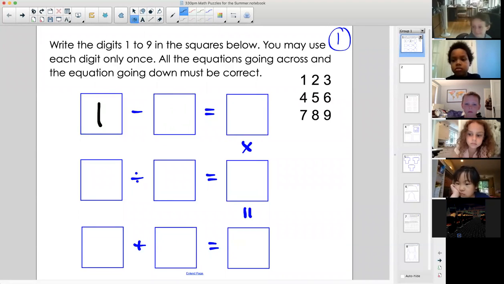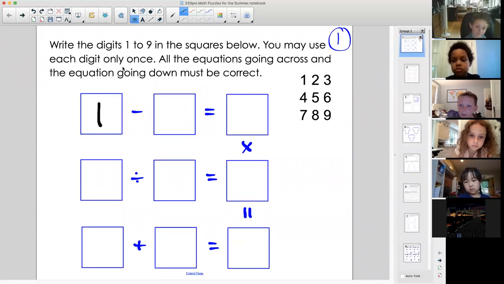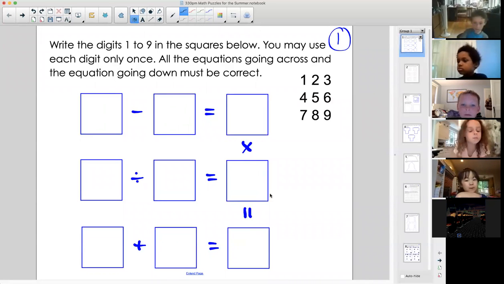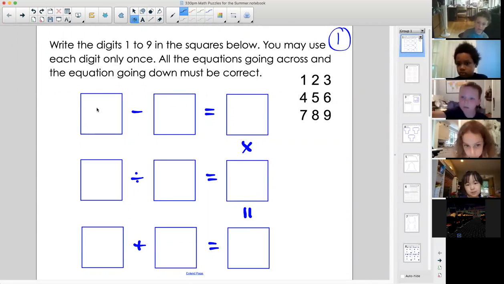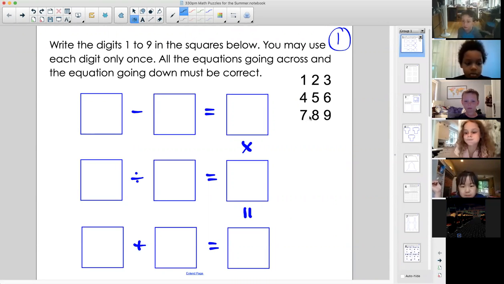Now, when I look at these equations, can anybody tell me how we might start to solve this? What might we put in the minus or the times? Who's got an idea? Remember, you have to use the numbers 1, 2, 3, 4, 5, 6, 7, 8, and 9, and you can only use them once. You can only use them once. You can try to do that right now.